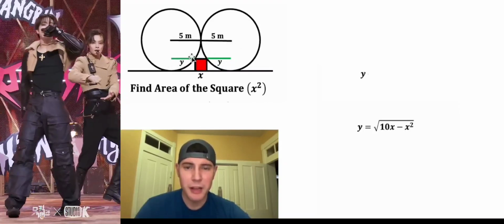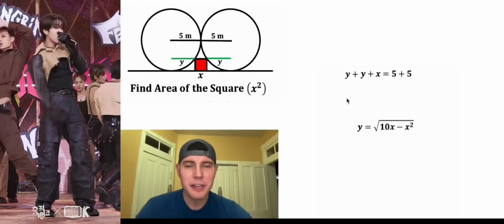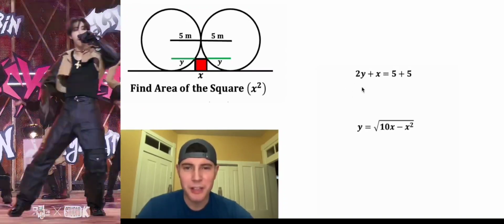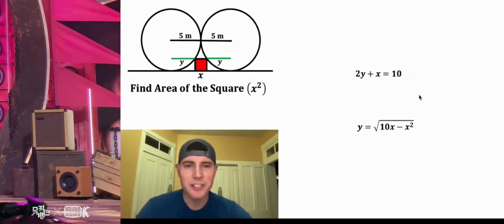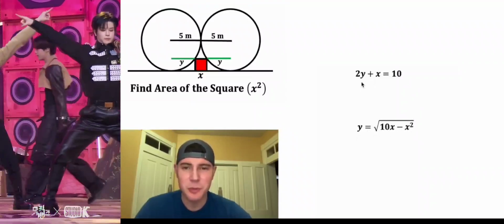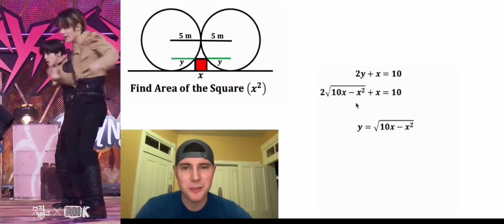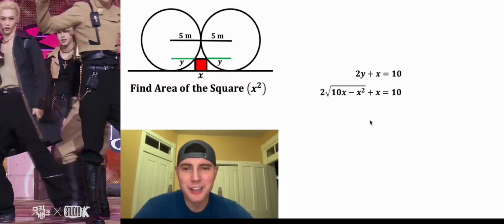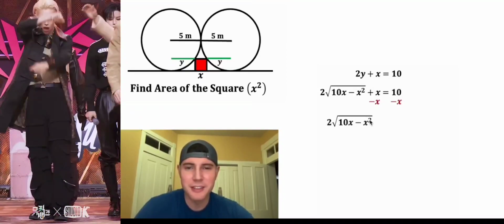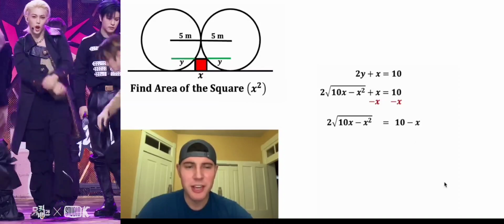So we know that y plus x plus y is equal to 5 plus 5. And we can clean this up a little bit. y plus y is 2y, and 5 plus 5 is 10. And now we know that y is equal to the square root of 10x minus x squared. So in the place of this y, we can plug in the square root of 10x minus x squared. And now we just got to solve for x. We can subtract x from both sides. That'll give us 2 times the square root of 10x minus x squared is equal to 10 minus x.